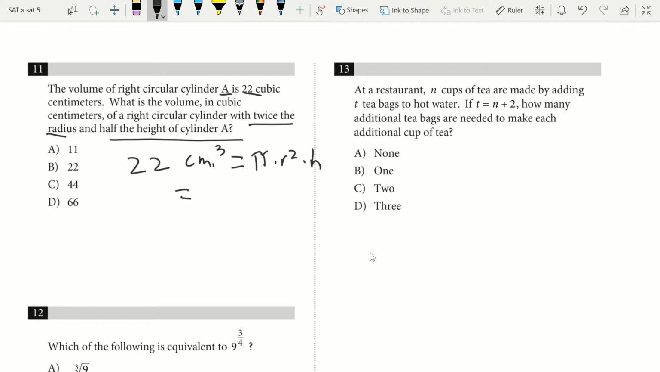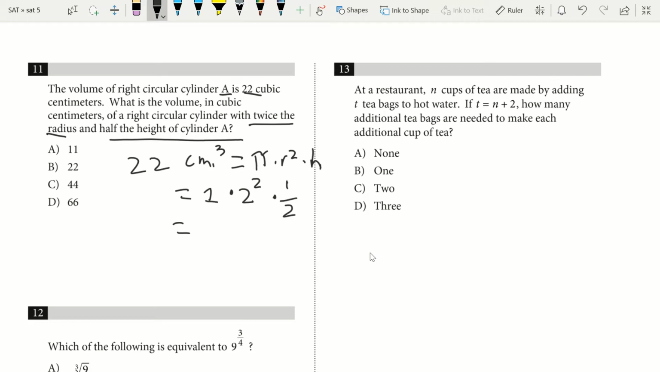So what we're going to do is for every variable that stays the same, we put in a 1. So our pi will stay the same, so we put in a 1. Our radius squared, well, our radius is now twice our former radius, so it's going to be 2 squared. And then we're going to have that times our height, which it says is half the height of cylinder A. So we're going to have that times h, which stays the same, so we call h 1 over our 2, because it's half the height. So now we go ahead and we solve for this, and this will tell us how many times bigger or how many times smaller the new right circular cylinder is in volume.